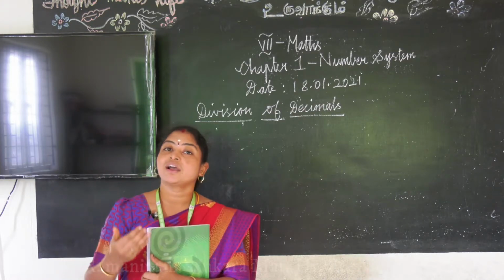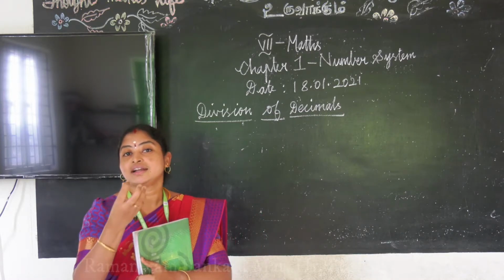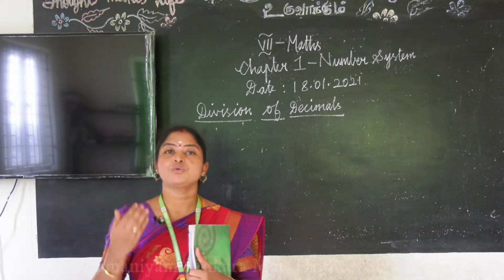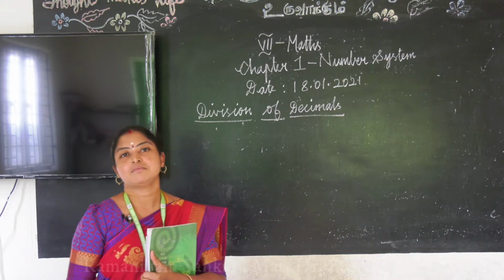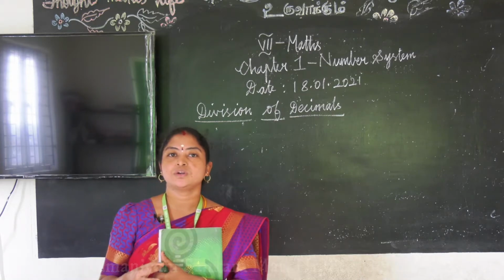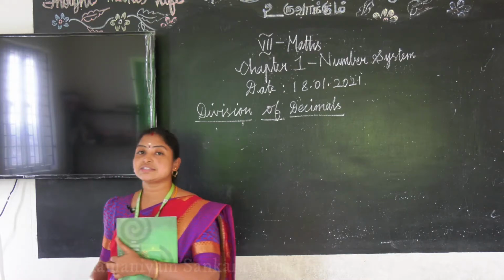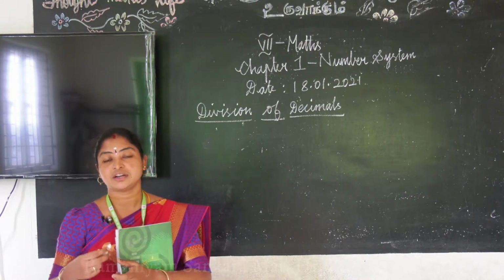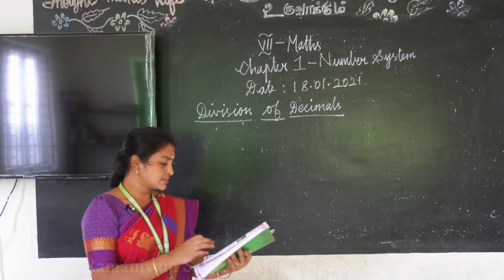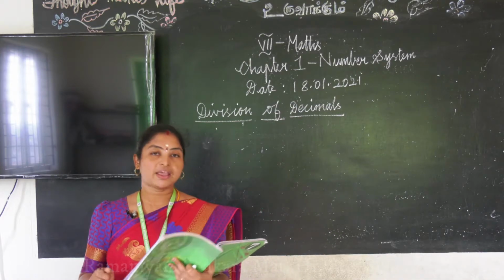How to divide a decimal number by a whole number, then how to divide a decimal number by powers of 10, then how to divide a decimal number by a decimal number. So in these three types we are going to learn in this class. Already you know which is divisor, quotient, remainder and dividend. See the first one, example 1.23, page number 18.